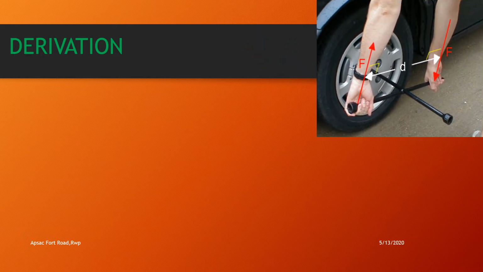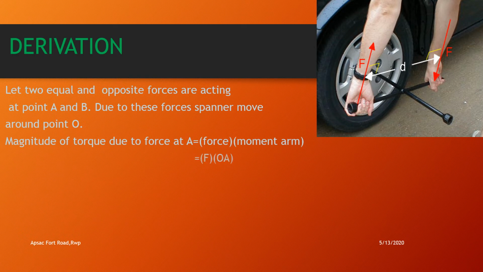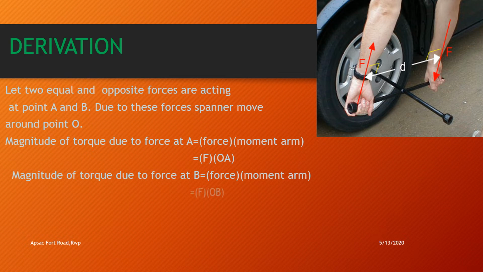Now, in order to derive this expression of torque for a couple, we will see that two equal and opposite forces are acting on a double arm spanner. Due to these forces, the spanner will move about pivot point O. Because of these two forces, two torques will be produced. The magnitude of torque due to the force at A will be equal to the force into the moment arm, that is F multiplied by OA. And the magnitude of torque due to the force at the other point B will be equal to the product of force into moment arm, that is F into OB.